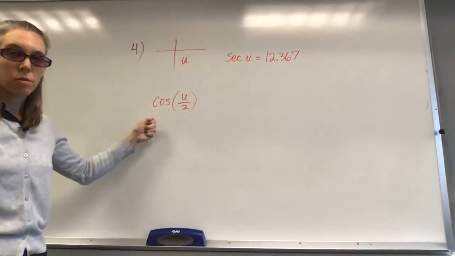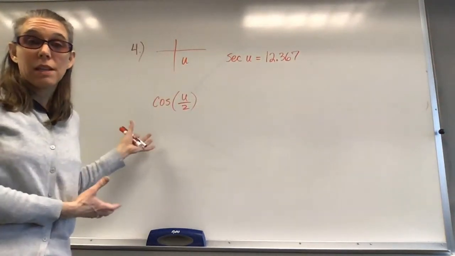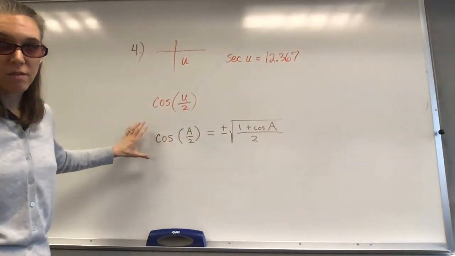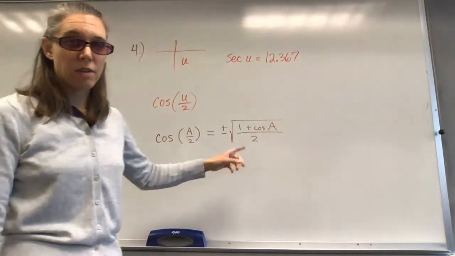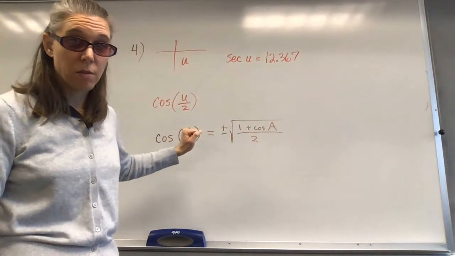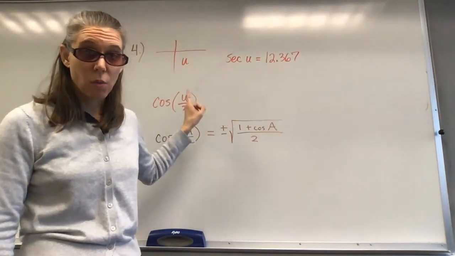Okay, so here's what we know. Now what we want to do is we want to find the cosine of u over 2 formula to see what it is we need in order to move forward. Okay, so this is what I found in the very back of the book. I found the cosine of a over 2, and I found that it has a plus or minus, so I need to figure out if it's going to be a plus answer or a minus answer, and then also I'm going to replace every occurrence of a with u.